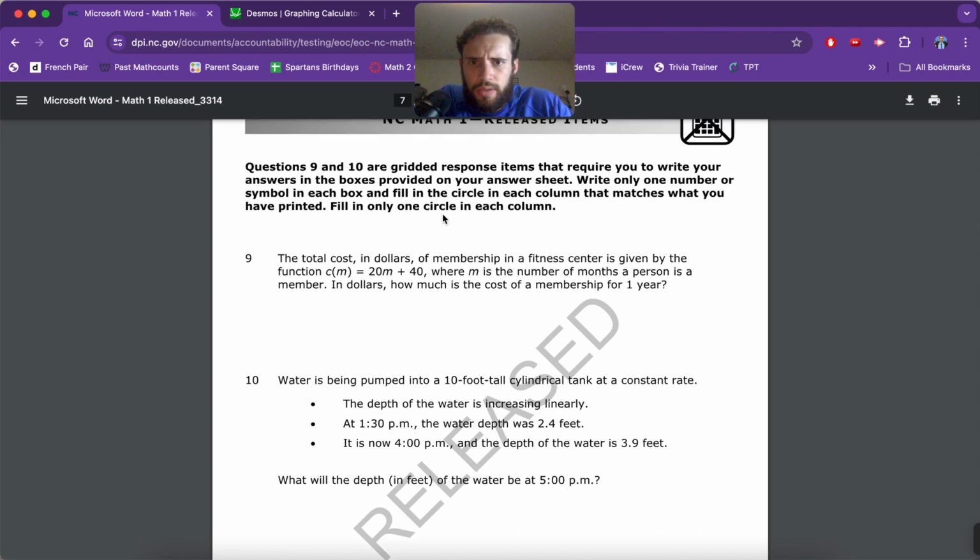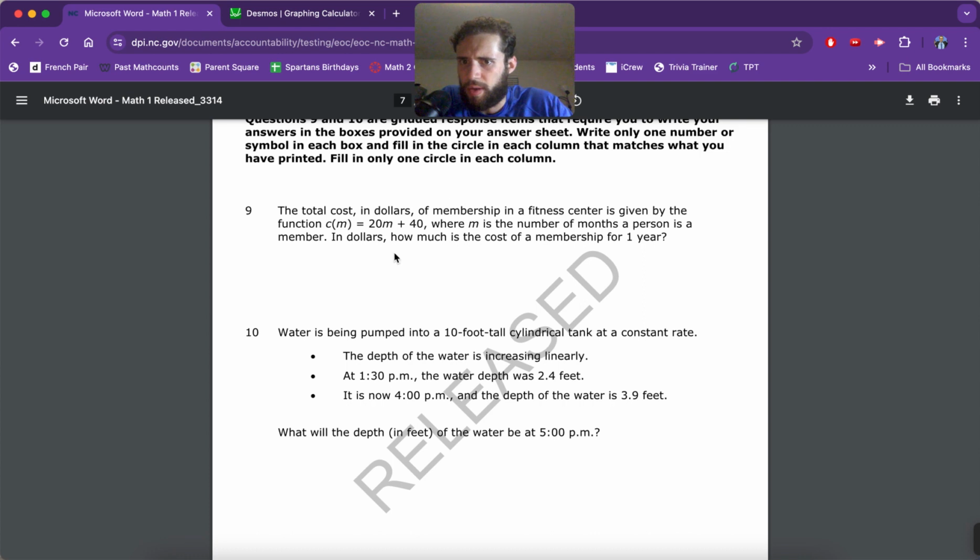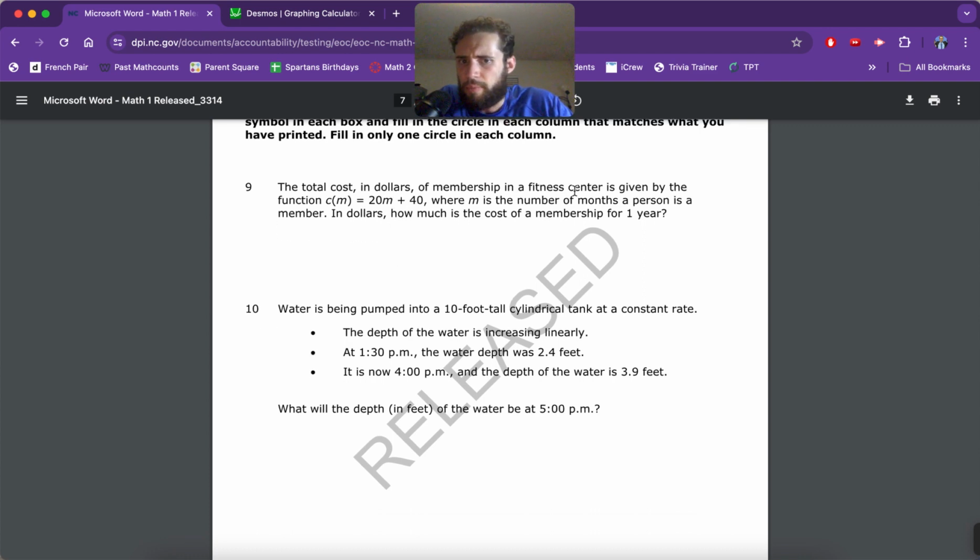All right, 9 and 10, gridded response. Okay, I don't think we have to worry about that because I'm not gridding the answers in. But the total cost in dollars of a membership in a fitness center is given by the function C of M equals 20M plus 40. So this is not C times M. This is just saying whatever you input for M, put it in here, and that will give you the cost. All right, it's function notation there.